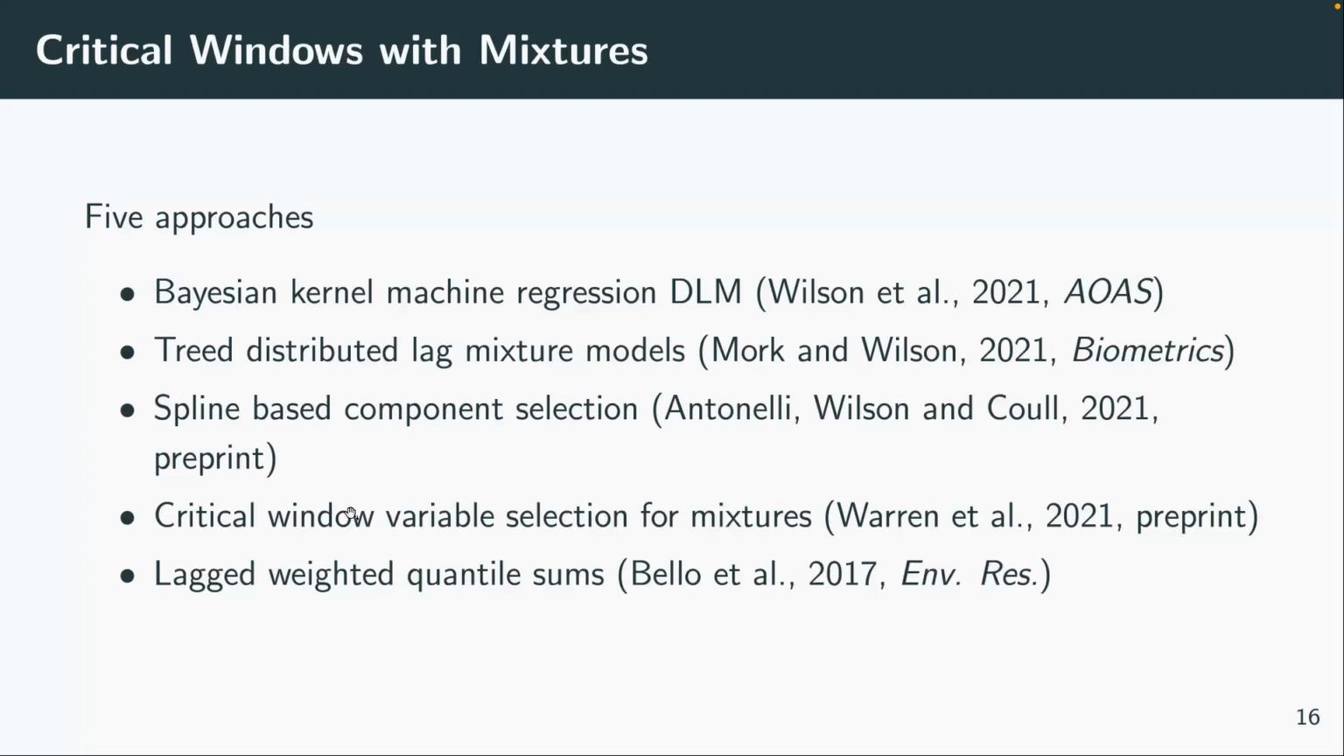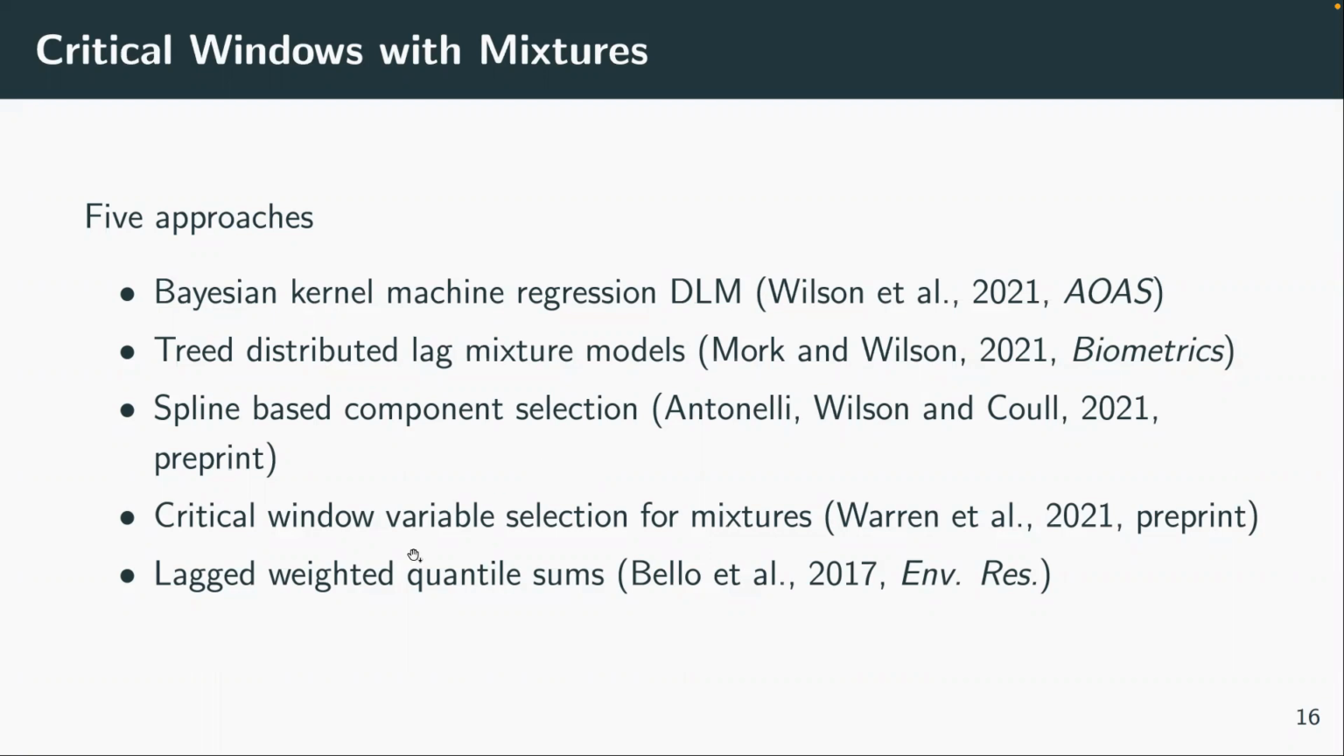Josh Warren and Howard Chang are working on an approach called critical window variable selection for mixtures. This builds off some work they did for avoiding the over-smoothing problem in DLMs, with some Bayesian hierarchical modeling. It uses Bayesian variable selection approaches to select time points where there's an effect. This model allows for main effects and interactions at a common time point, but not the time-sensitive interactions. And it also makes some assumptions on the direction of the effects. So the effects are constrained to go in the same direction, which is a pretty strict assumption.